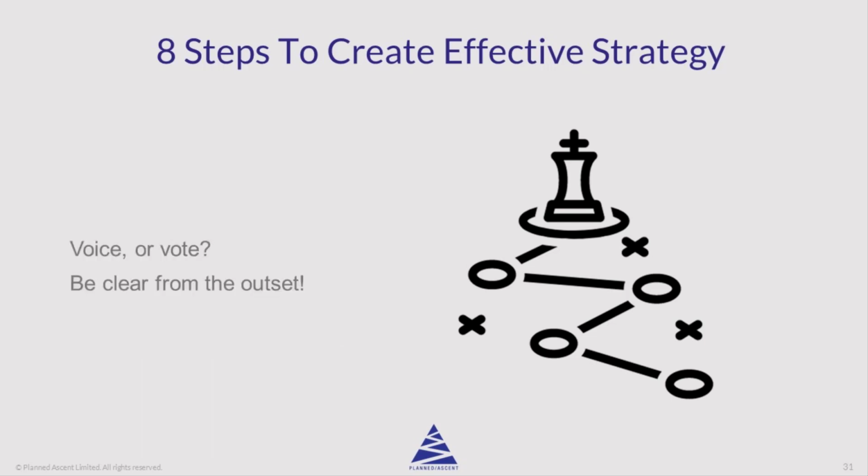At the outset, it will be important to make clear whether you're giving the different people involved a voice or a vote in the final decisions. Ambiguity here can create all sorts of unhelpful emotions and distractions later.